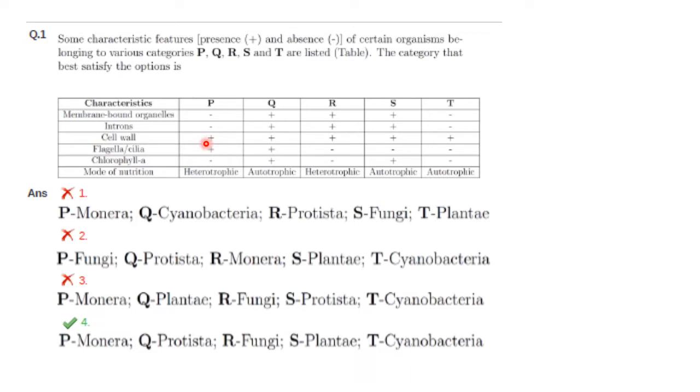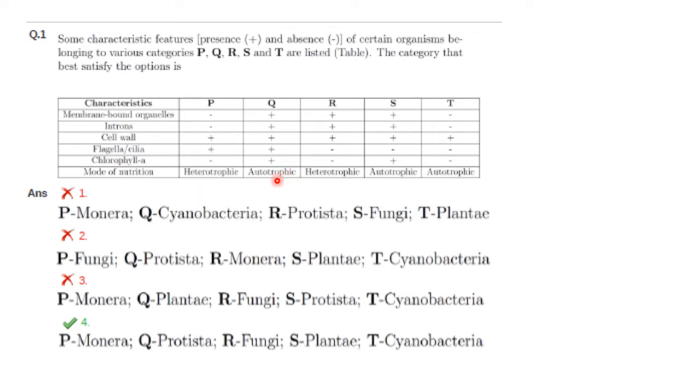It does not have introns, so it is prokaryotic. Then flagella and cilia are present and the mode of nutrition is heterotrophic, so naturally it is Monera. Whereas T is cyanobacteria, because even though it does not have chlorophyll A, it is autotrophic and it has a cell wall also but no cilia and flagella, so T is naturally going to be cyanobacteria. Then we will see the others.